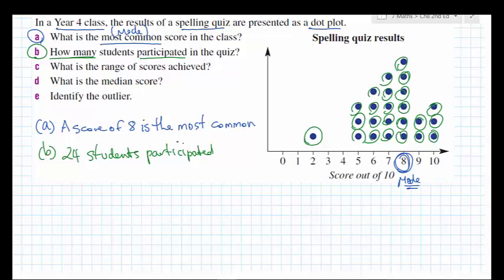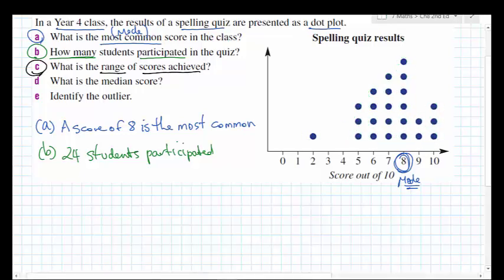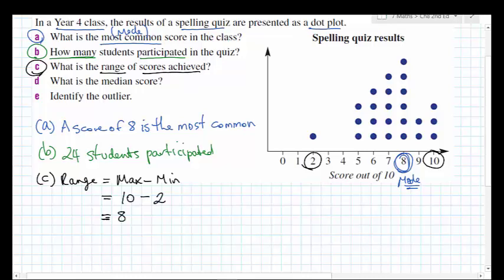What was the range of scores achieved? So if we have a look at C, it wants the range of scores. The range of scores is the range of our data. So remember, range is equal to our maximum score take our minimum score. Our maximum score here is 10, and our minimum score is 2. So our range of scores is 8.